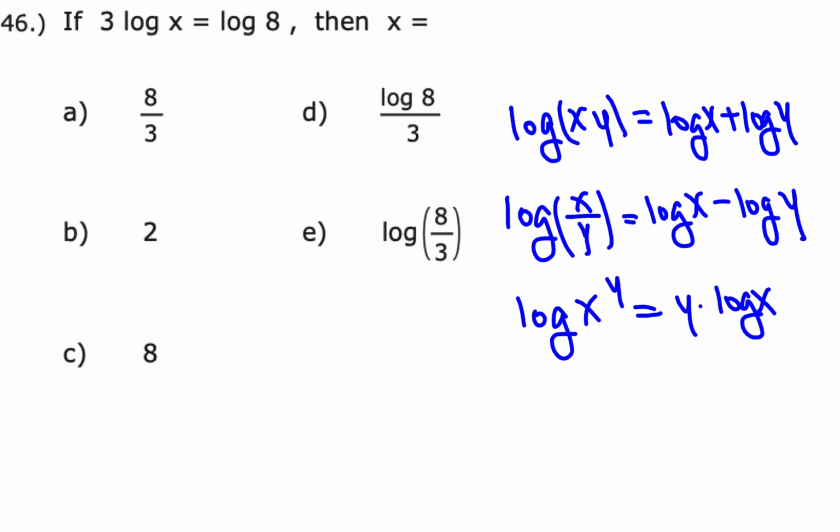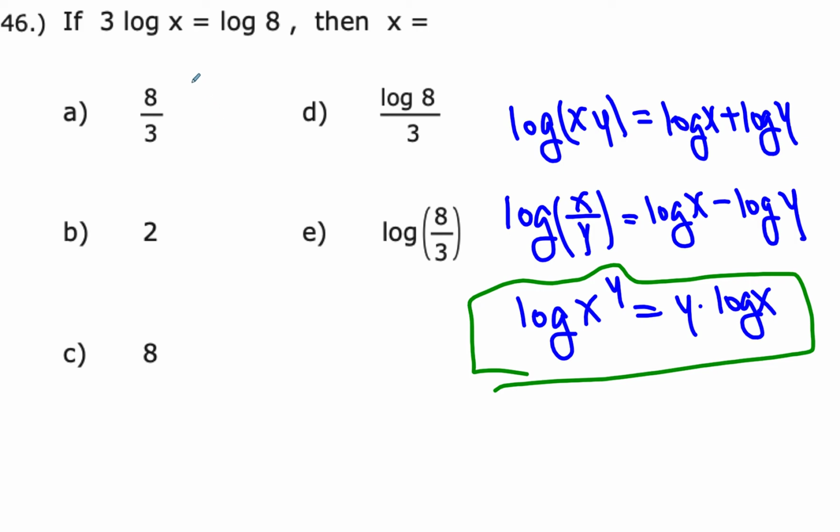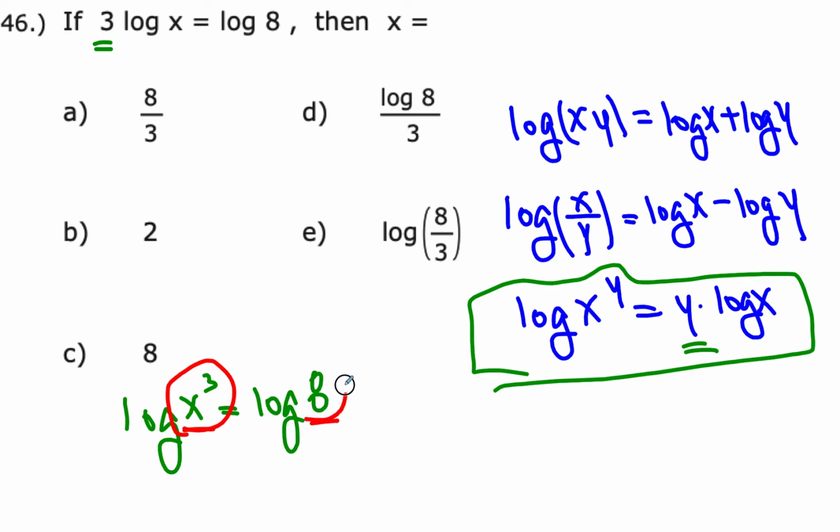In fact, in our case, we'll be using the third rule here. Is the 3 in the front, just like y. This can go in and then becomes an exponent, so we get log of x cubed is equal to log of 8. But you have to think about it. Wait a minute. Since they're both logs, then x cubed must be equal to 8 because they're in the same location. So we're going to say, hey, x cubed is equal to 8.